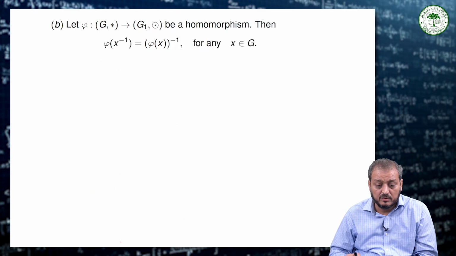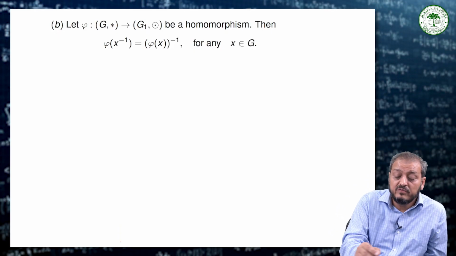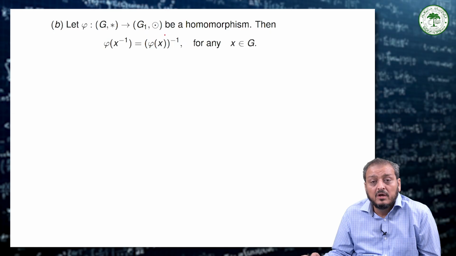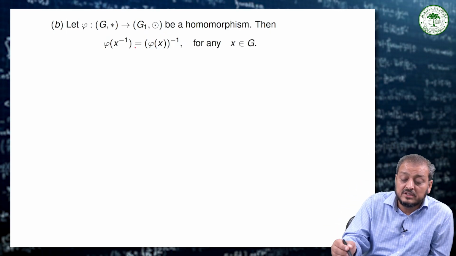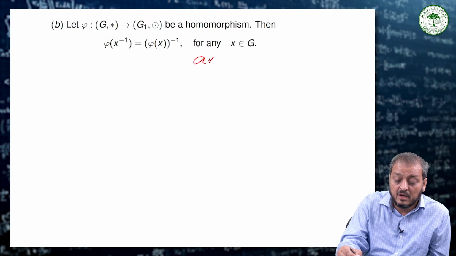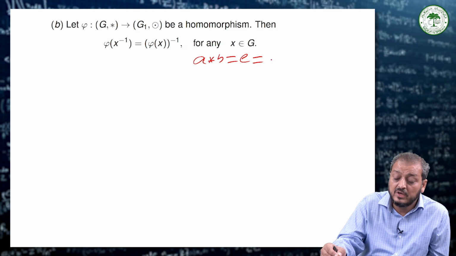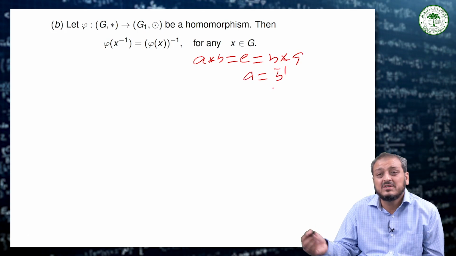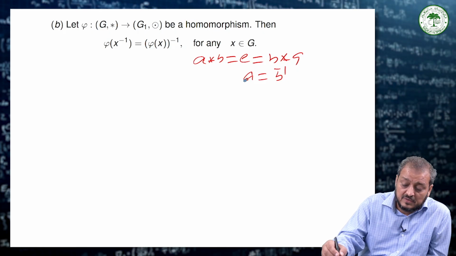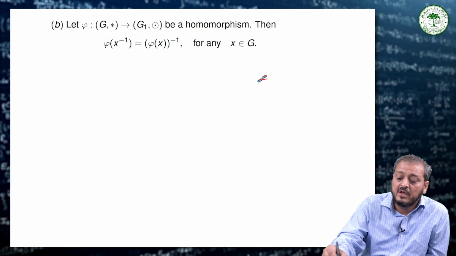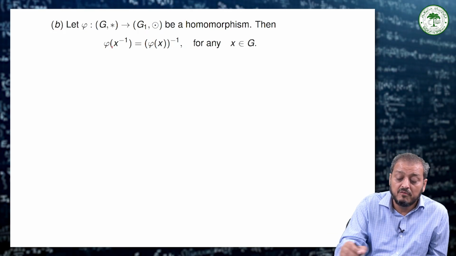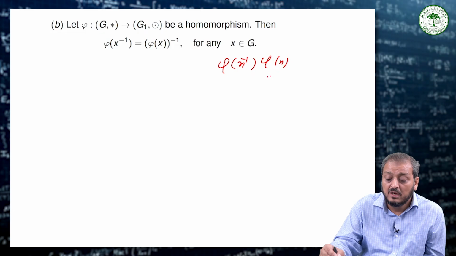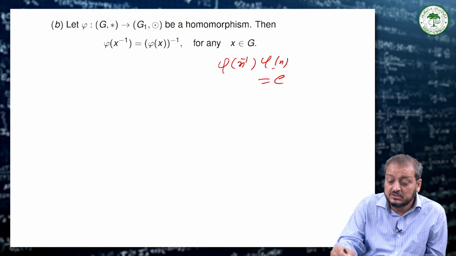Now we have to prove the second part: let phi from G to G1 be a homomorphism, then phi of x inverse is the inverse of phi of x. We know that if A composition B is equal to identity and B composition A is equal to identity, then B is the inverse of A. Using the same technique here, we try to show that phi of x composition phi of x inverse is equal to the identity E1.